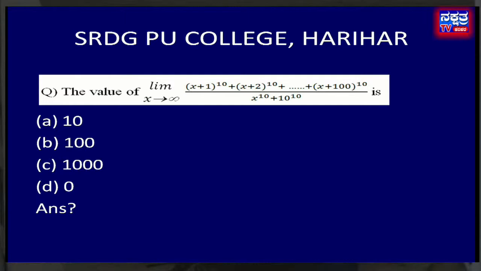The value of limit x tends to infinity, [(x plus 1) whole power 10 plus (x plus 2) whole power 10 plus ... plus (x plus 100) whole power 10] by [x power 10 plus 10 power 10] is: option A, 10; option B, 100; option C, 1000; option D, 0. Watch the board.